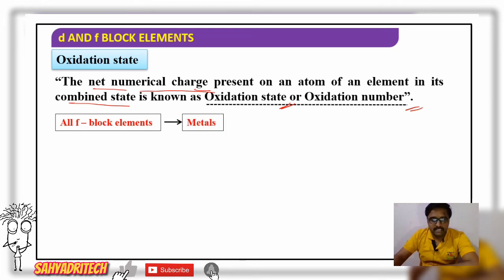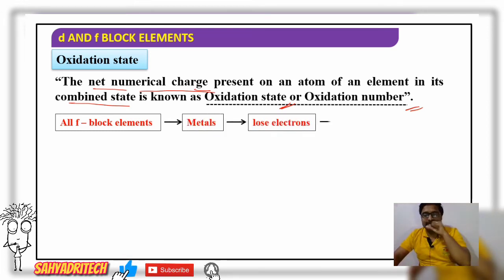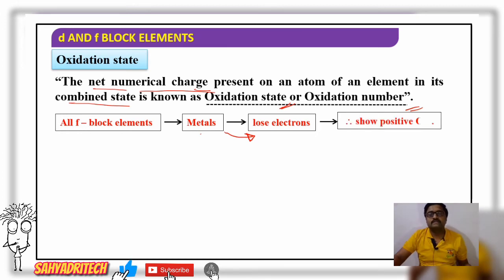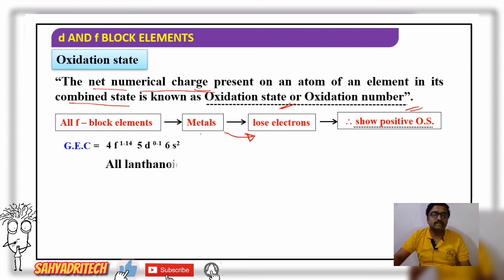Now if you consider all f block elements, that is lanthanides as well as actinides, all f block elements are generally metals. Metals means they have a tendency of losing one or more electrons. So the f block elements are metallic in nature and show a tendency of losing one or more electrons. Therefore, we can say they show positive oxidation states.